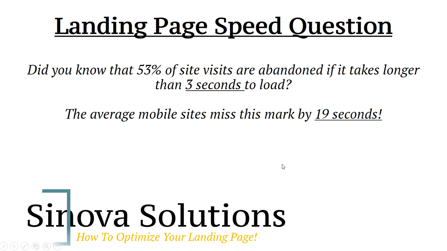Why is that important? Because 53% of the site visits are abandoned if it takes longer than 3 seconds to load. And even more astonishing, the average mobile site misses this mark by 19 seconds. So think about this for a second. If you're really focusing on your cost per click, and half the people you're sending to your site are bouncing because it takes too long for your site to load, you're really hurting your cost per lead.